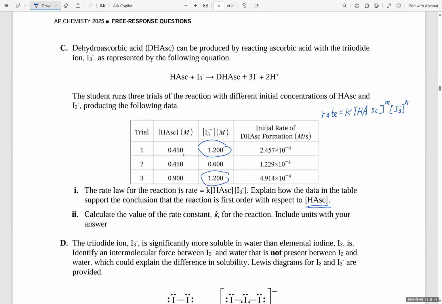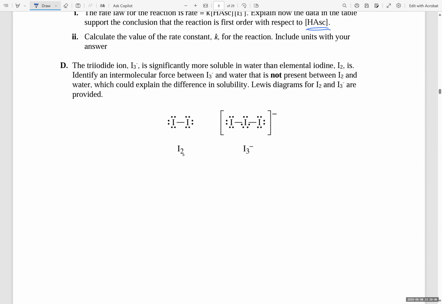And then what else are we going to do? You could do trial 1 over trial 3, but I like to do trial 3 over 1 because I don't like fractions. And if you do trial 3 over 1, you notice right here that it's going to be 5 over 2.5, which is going to be 2, right? So with that in mind, let's go and solve this problem.